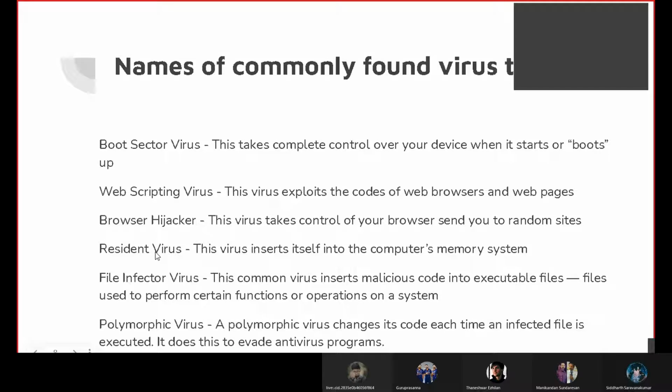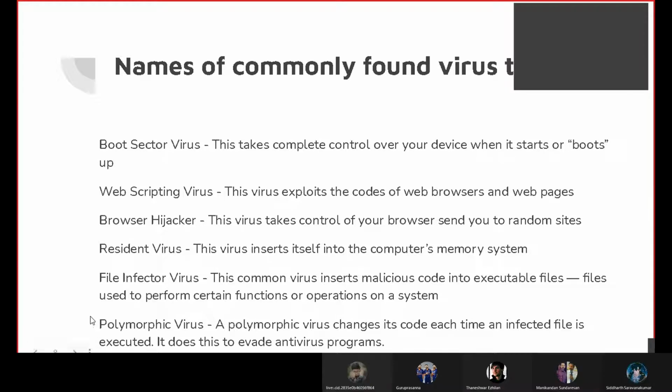This virus inserts itself into the computer's memory system, which can be really bad because the computer's memory system is where all the important stuff and data is stored. Then there's the file infector virus. This common virus inserts malicious code into executable files that perform certain functions or operations on a system. So pretty much this virus goes into some program, something that runs to make something happen to the computer. Like it could infect Google Chrome, or go to your files and infect those files and corrupt them. And finally, we have the most dangerous virus, the polymorphic virus.